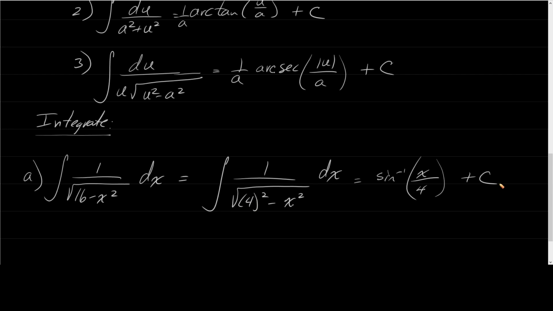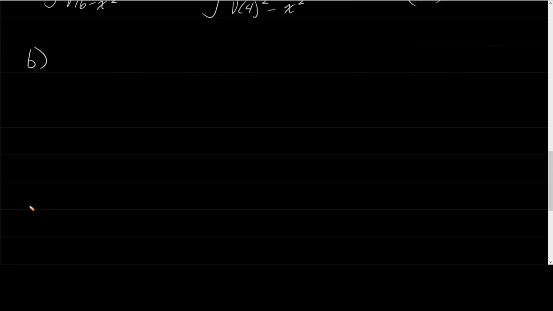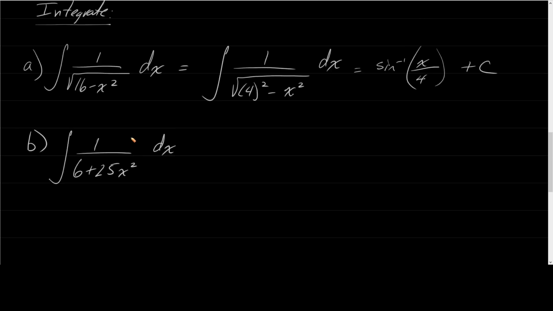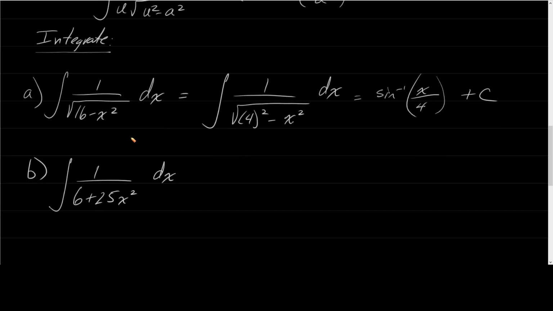All right. Next one. So that was A. B. In B, we're going to say, well, let's take the integral of 1 over 6 plus 25x squared dx. Now in here, what gives away what I should be doing is the fact that I've got a plus, right? I've got a quadratic there with a plus. That's the second integral we're going to be doing, the one that involves arctan, because I've got that plus sign of a quadratic down there.